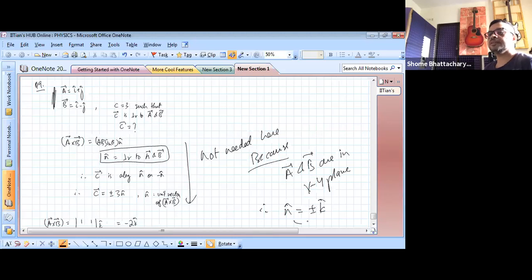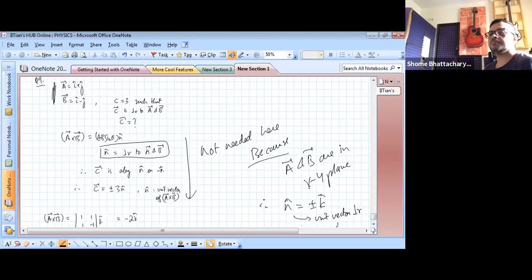Unit vector perpendicular to both A and B. It has to be either plus k cap or minus k cap. तो इतना करने की जरूरत ही नहीं है. So from here only we can say that C is plus minus 3 k cap.